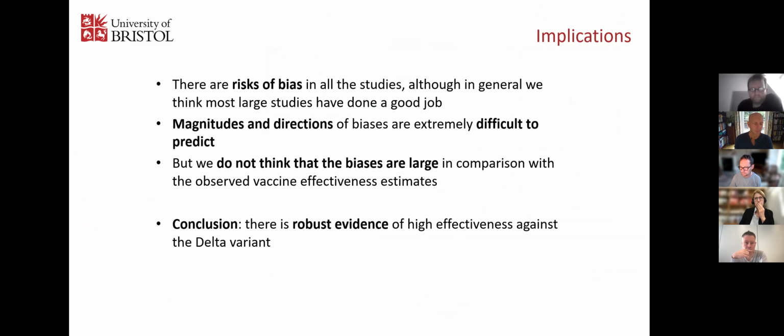I know this isn't about methods really, but I'm sure many of you right now are interested in our conclusions. There are certainly many serious risks of bias that Jonathan will talk about, although we do think generally a lot of the large studies have done a pretty good job with the sort of data that they're able to collect. It's very difficult to predict the directions of the biases because there are biases working in different directions, but we do not think the biases are at all large enough to detract from these very large effectiveness estimates that we're seeing. So we're concluding right now that there is really very robust evidence of the very high effectiveness of most of these vaccines against the Delta variant.